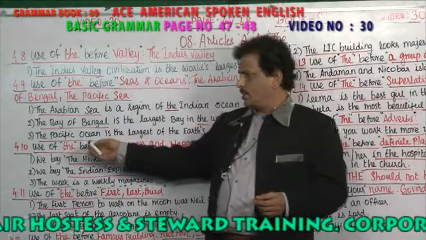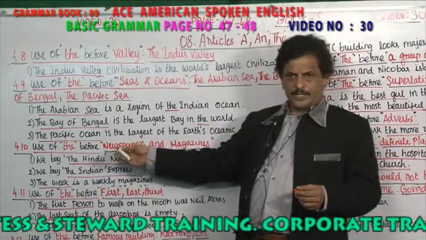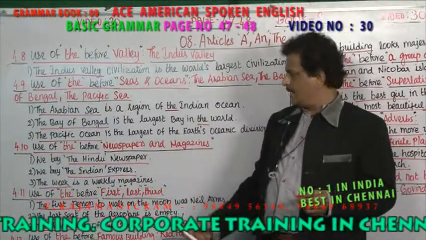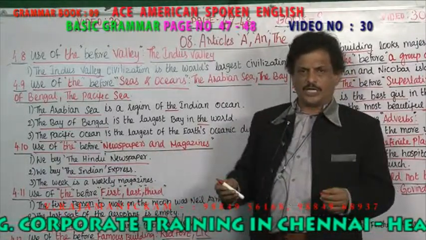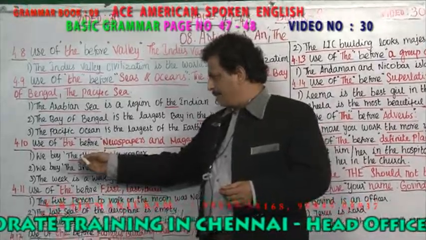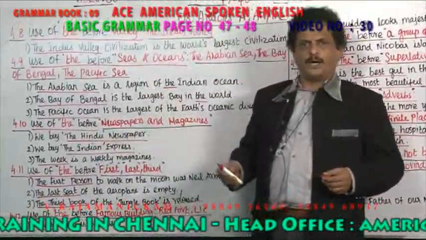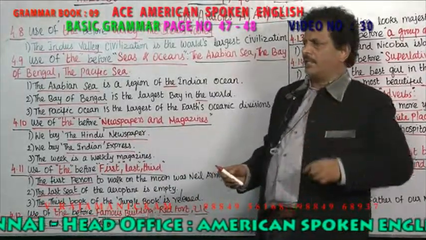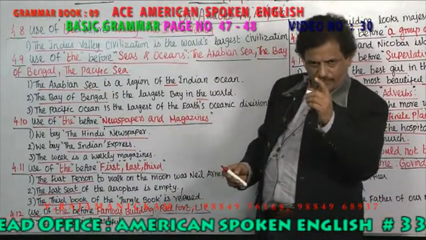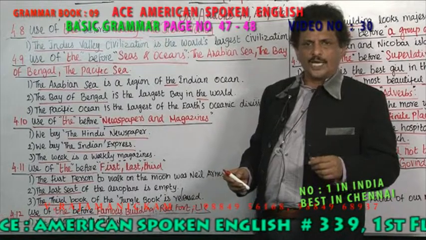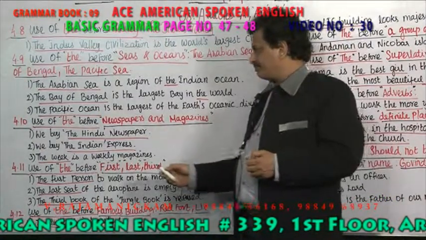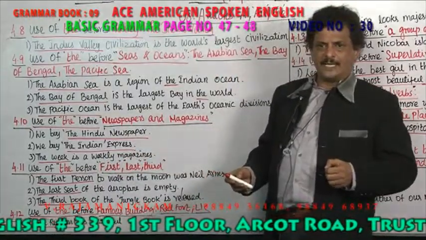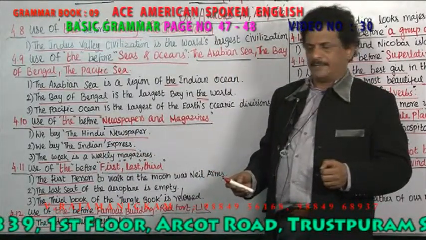We use the is used where? Before the newspapers we are using the. Before magazines we are using the. We buy the Hindu newspaper. We buy the Indian Express. Before the national newspapers, before the magazines, you are using the. The Week is the weekly magazine.